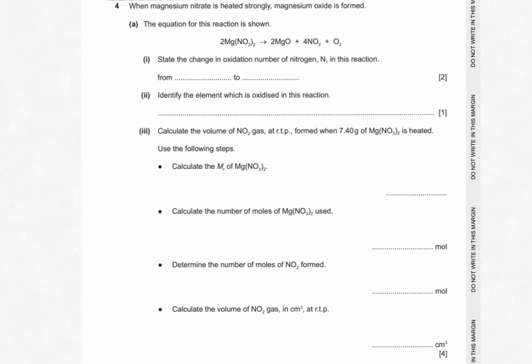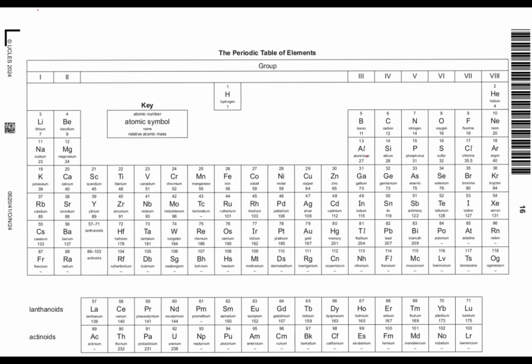Question 4 then asks us some questions about oxidation numbers. So let's quickly go through the rules of our oxidation numbers. Now the first rule is that group 1 metals will always have an oxidation number of +1. Secondly, all group 2 metals will always have an oxidation number of +2.